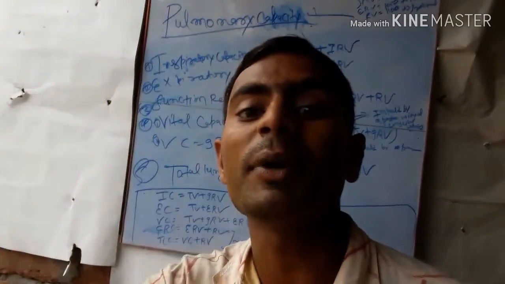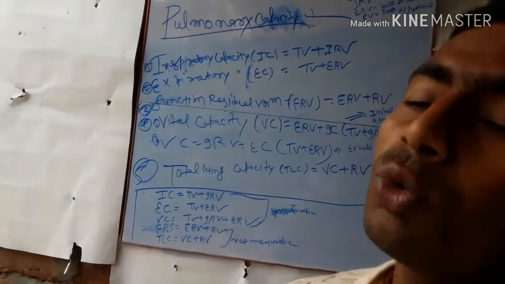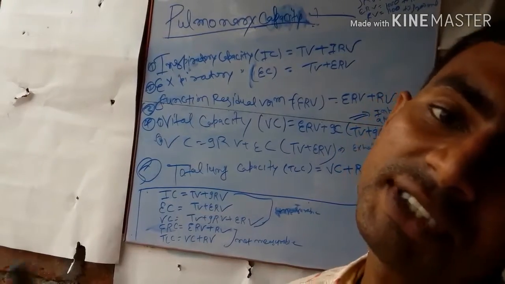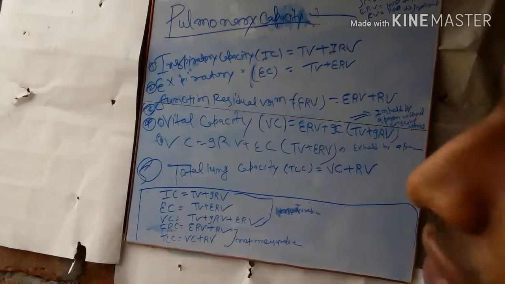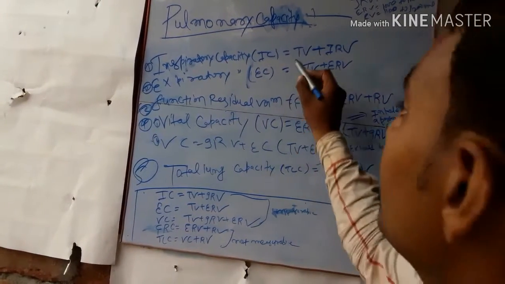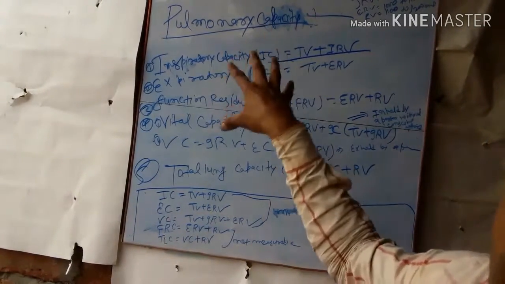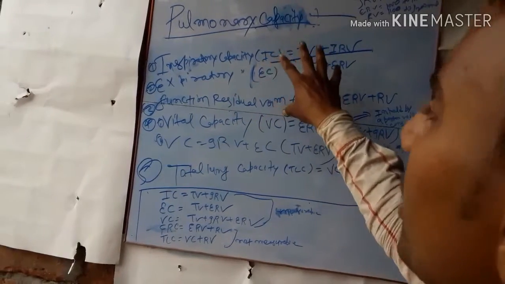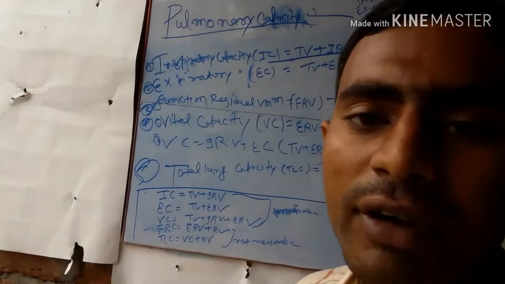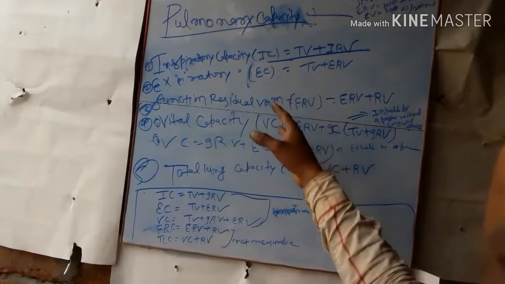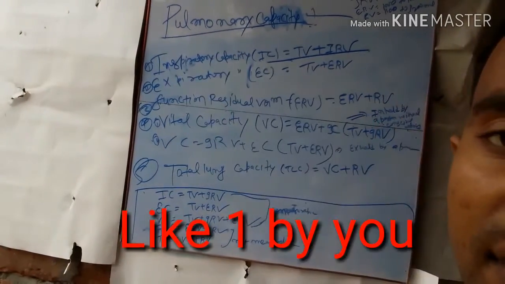What is the capacity of inspiration? How much can you inspire? This is a capacity, that is inspiratory capacity. So inspiratory capacity equals tidal volume plus inspiratory reserve volume. This means tidal volume, that is 500 milliliter, and inspiratory reserve volume, that is 2500 to 3000 milliliter. Okay, this is the inspiratory capacity.